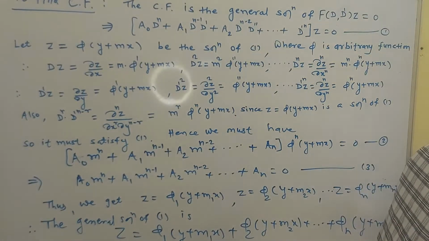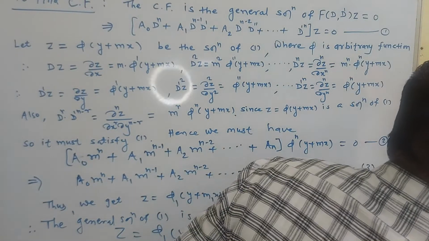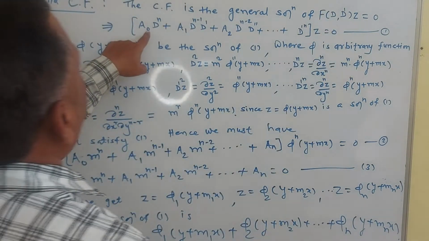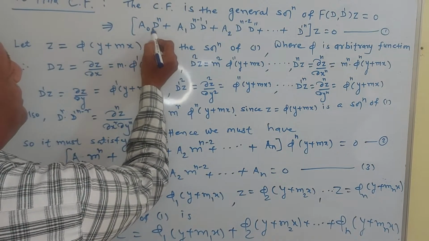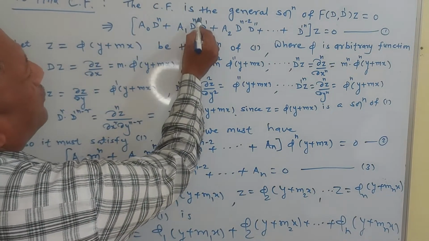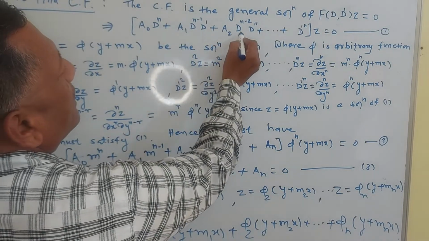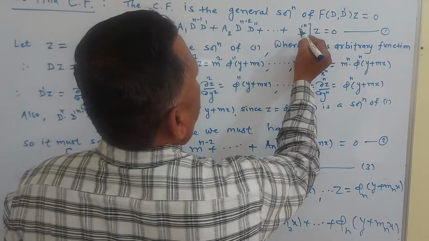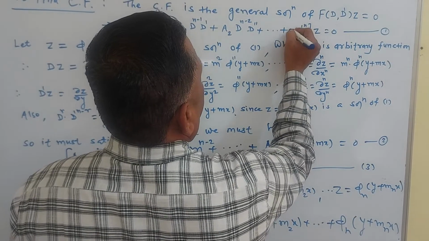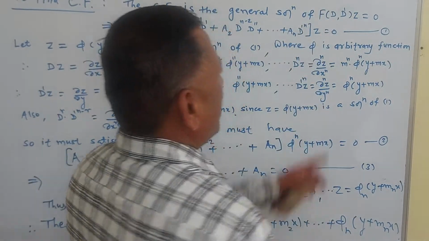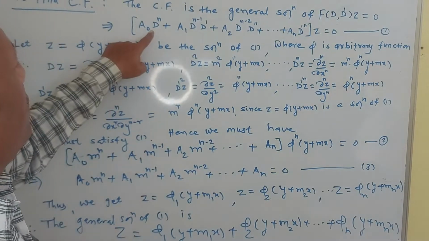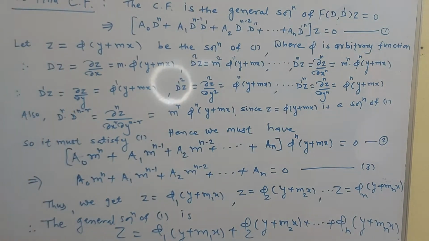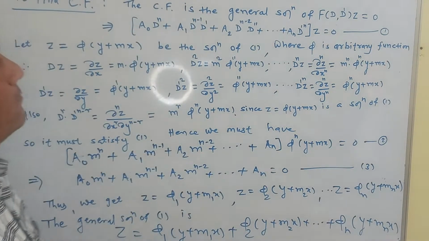Now f(D, D') is homogeneous in D and D'. So f(D, D') is a polynomial, that is, a0 D^n + a1 D^(n-1) D' + a2 D^(n-2) D'^2 + up to an D'^n operated on z is equal to 0. So this is a polynomial in D and D'. This is equation number 1. Now we have to find the complementary function.